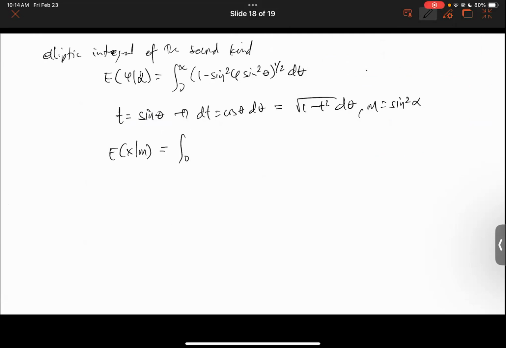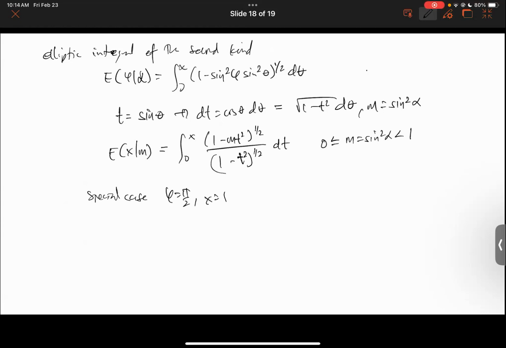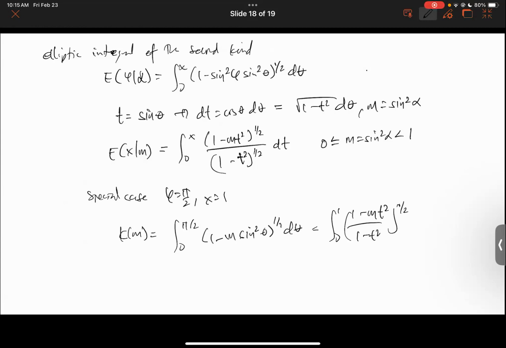E of x, m, 0 to x ng 1 minus mt squared to the 1/2 over 1 minus t squared square root dt, where again sine squared alpha is between 0 and 1. And for the special case na phi is equal to pi over 2, x equals 1, we can write the equation as E of m, 0 to pi over 2, 1 minus m sine squared theta square root d theta, or 0 to 1 ng 1 minus mt squared over 1 minus t squared square root ng dt. So this is the complete elliptic integral of the second kind.